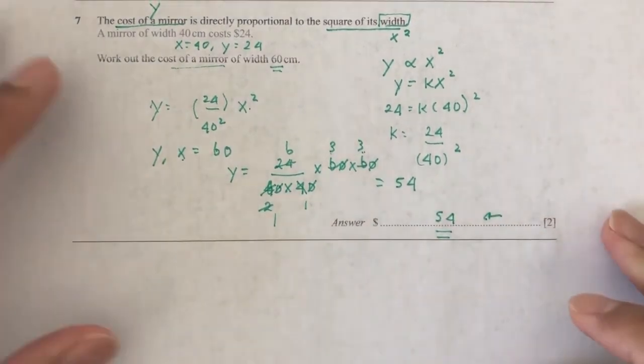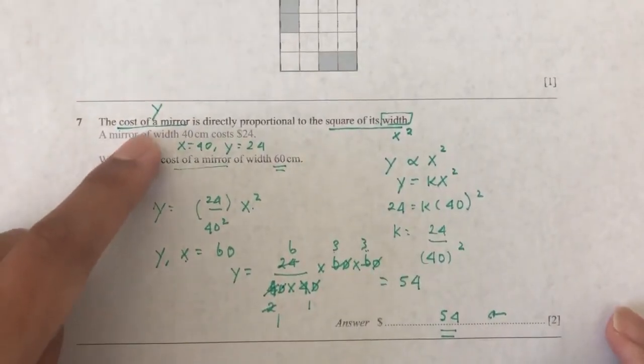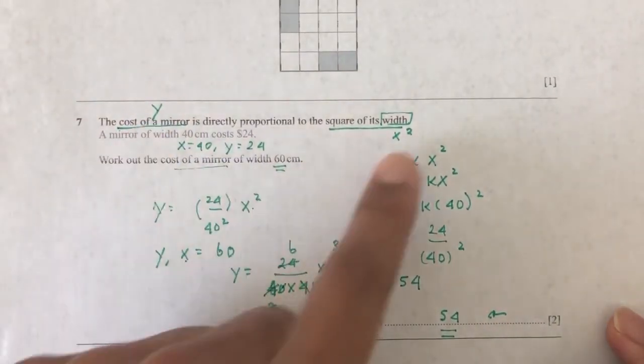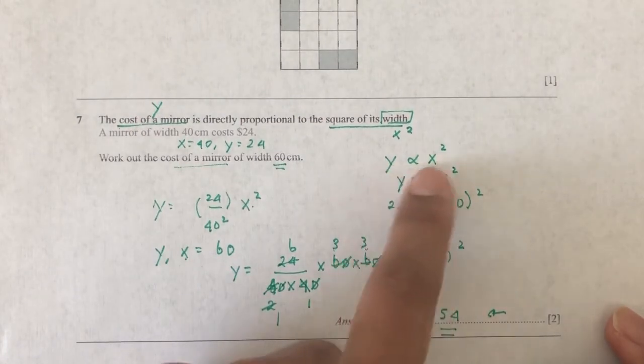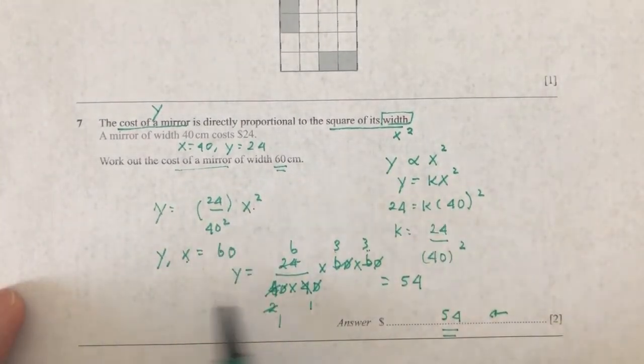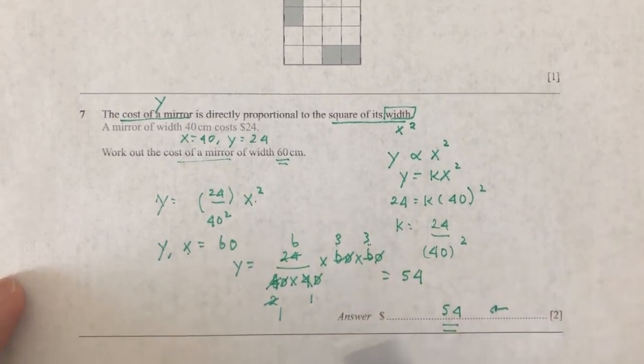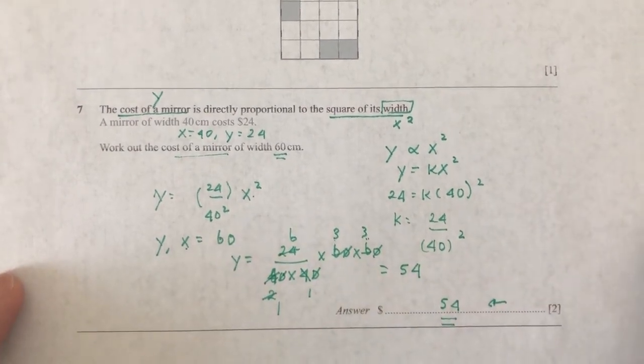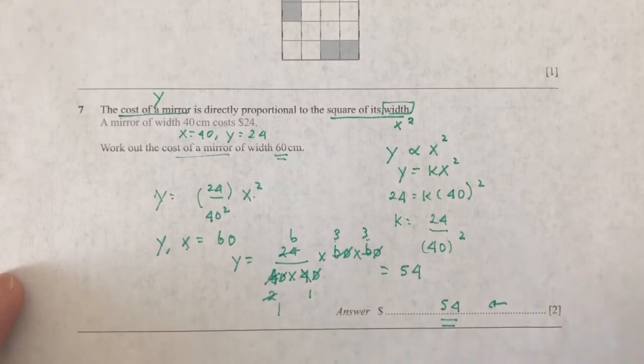So just to recap, if the name is too complicated, just change them into y and x, so we know exactly how to write those equations, and then find the value of k, and from k you can find the value of x or y given the correct information. So for part 7, the answer is 50.